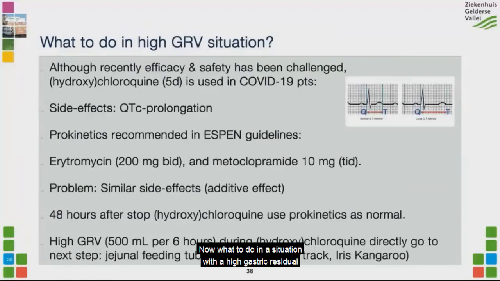Now, what to do in a situation with a high gastric residual volume? Then we would normally start with prokinetic drugs like erythromycin or metoclopramide following the guidelines. But both drugs can increase the QTc interval on the ECG, as you can see here. And there's one drug, hydroxychloroquine, that's used in many COVID-19 patients, also prolonging this QTc interval. So you have to take this into account.